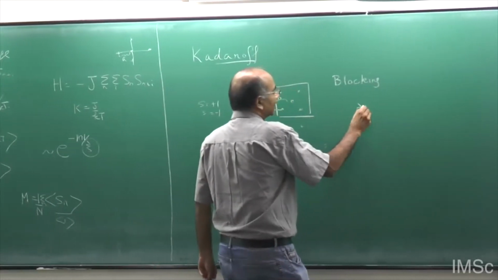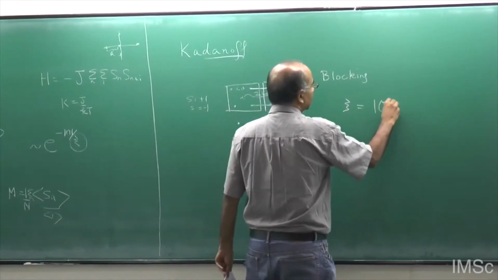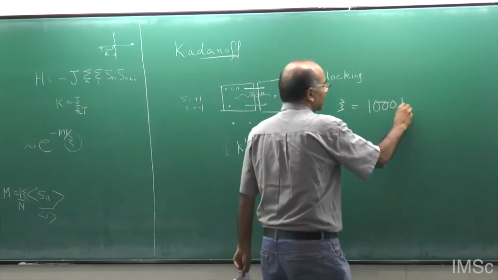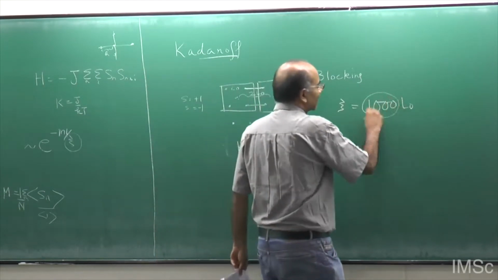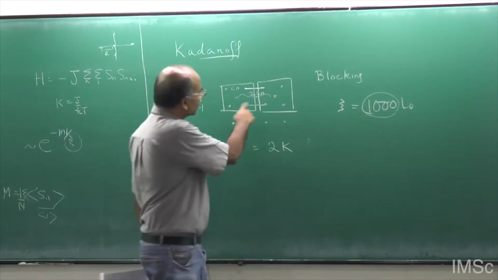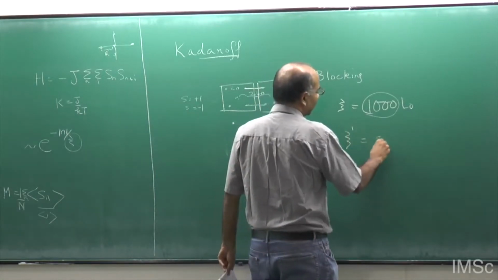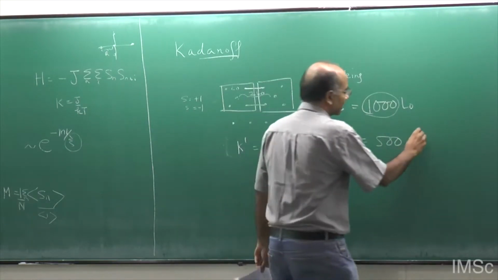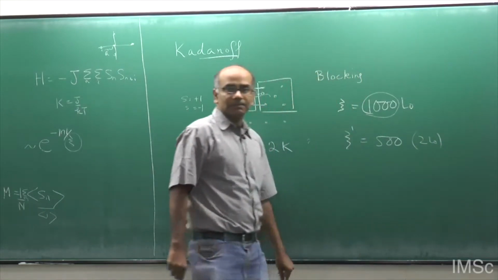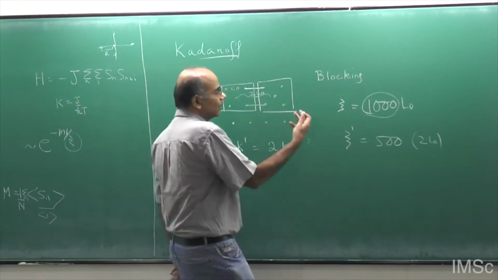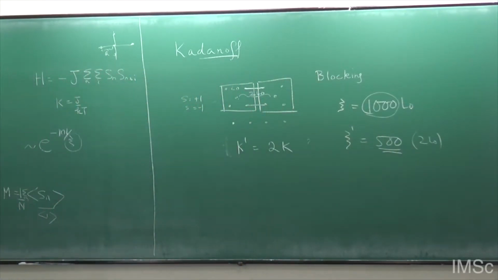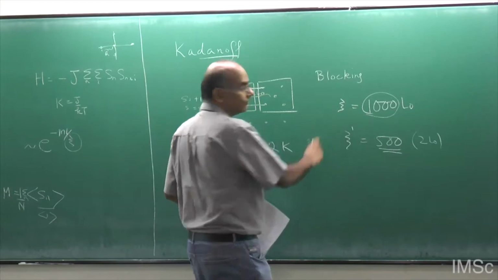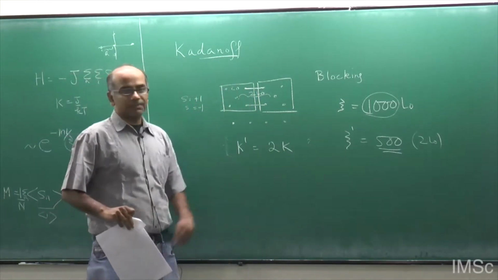Suppose the correlation length in the original theory was, let's say, 1000 lattice spacings, so 1000 L0. This is a number that's relevant. It's 1000 times the lattice spacing. In the new scheme, your correlation length will be 500. Why? Because the length is 2L0. So your correlation length in the new theory is now 500, where 500 means 500 times the basic length, which is the distance between the spins. So your correlation length has become half, and your K prime has become double.